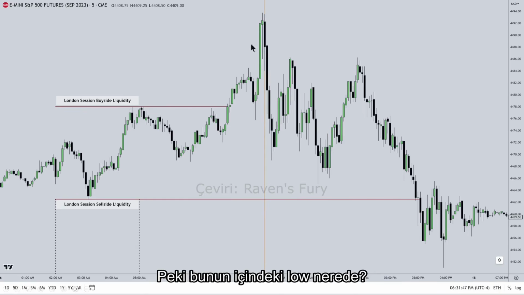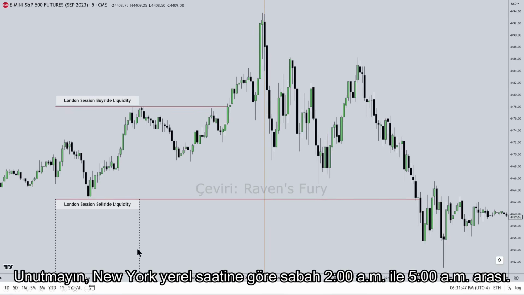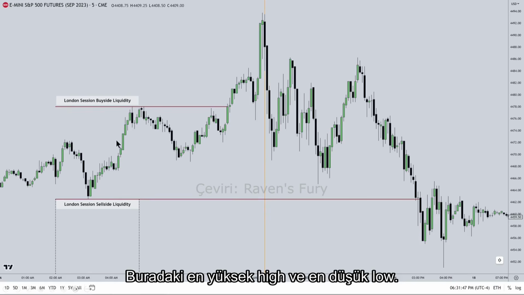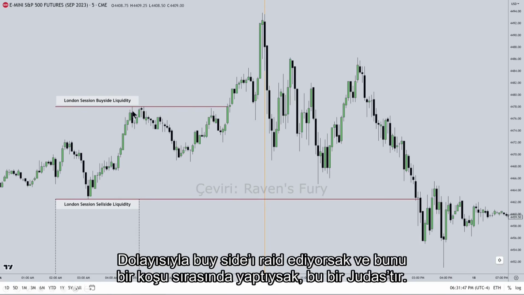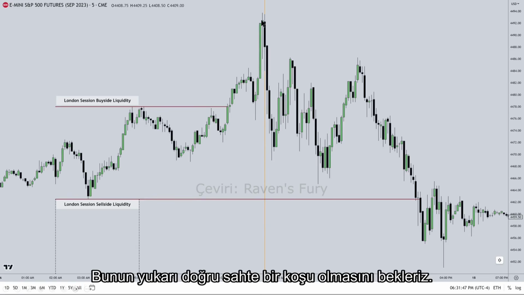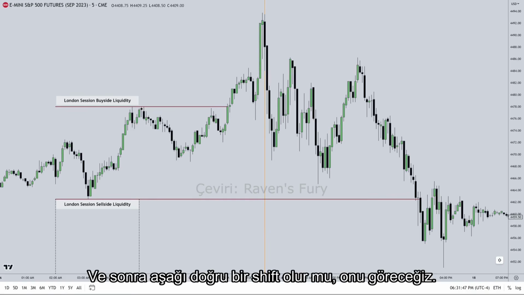And then, where's the low in that? Remember, 2 o'clock to 5 o'clock in the morning, New York local time. That's not ambiguous. What is the range? The highest high and the lowest low. Here and here. So if we raided the buy side and we did it on a run, that's a Judas, we anticipate that as a false run higher. And then we're going to see, does it shift lower?